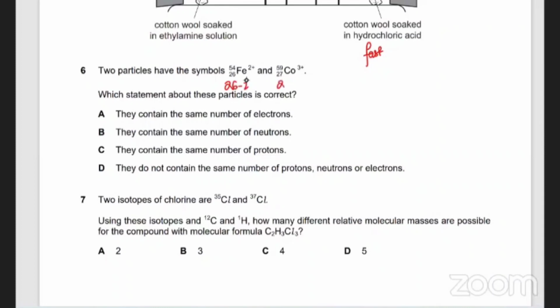How many does the other one have? That's 27, but 3 plus means it lost 3 electrons, right? So 26 minus 2 is 24, 27 minus 3 is also 24. So they do have the same number of electrons, and that is correct, okay, so that's done.